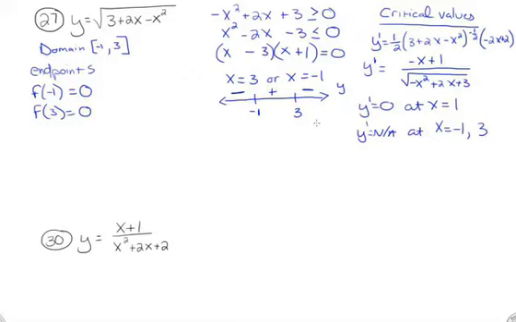Okay, so what do we know? Let's kind of map out a graph of this thing. I know that my endpoints, -1 is 0 and 3 is 0. I know that my slopes are negative.